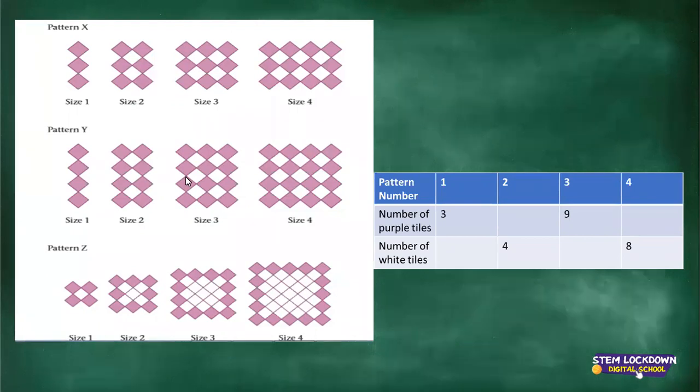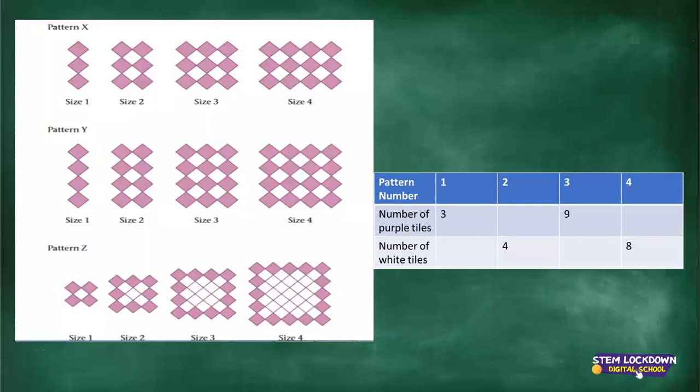All right, what we need to notice is how this pattern is growing. That's the first question that we need to ask ourselves. What is happening with the pattern? That is how you investigate. Is it growing, or is it becoming less? And by what number is it growing or decreasing? Those are the questions you should be asking yourself.